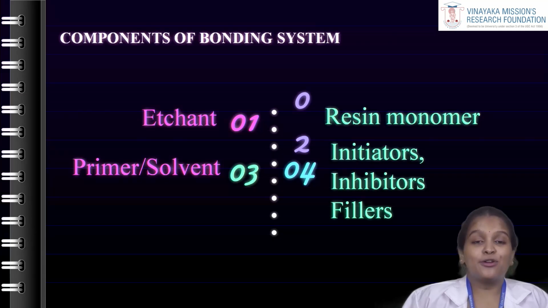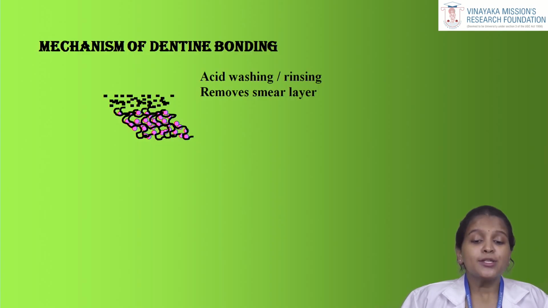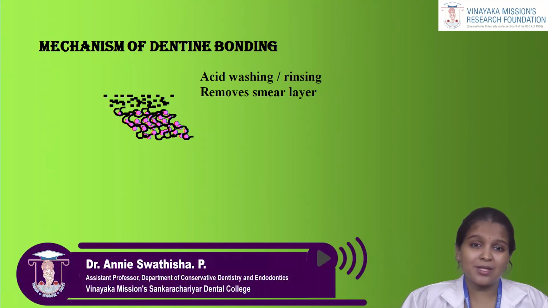As you all know, the major components of bonding systems are four: the etchant, the primer or the solvent, the resin monomer, and the initiators, inhibitors and fillers. Among these, the etchant, primers and resin monomers influence the durability of the hybrid layer that is formed. Literature states that bonding of the resin to enamel is quite sufficient for a durable bond strength, because acid conditioning has an effect on enamel such that it causes a durable bond. But when it comes to dentin, because of the properties of dentin and the higher inorganic content present in the dentin, bonding to the dentin becomes challenging.